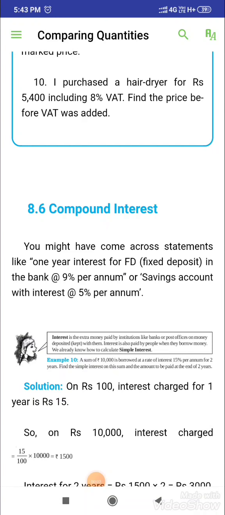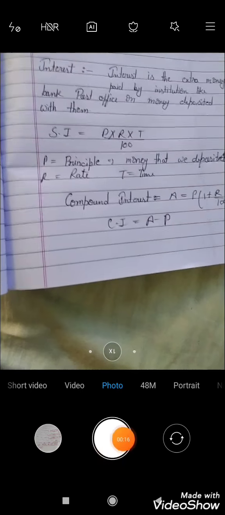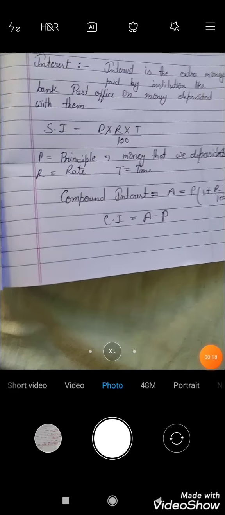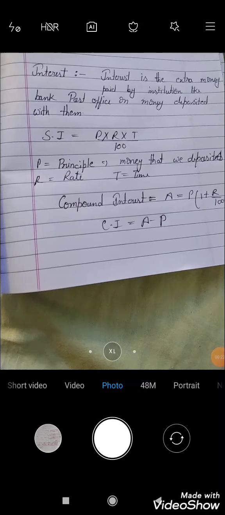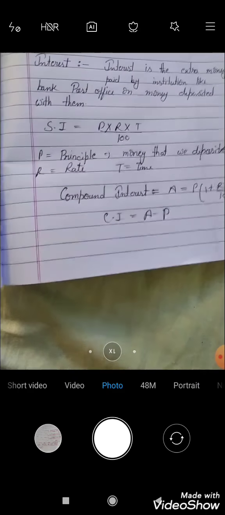Hello everyone, in this video we are going to discuss compound interest and exercise 8.3. To start our video, some basic concepts. Our first term is interest. Interest is the extra money paid by an institution like a bank or post office on the money deposited with them.